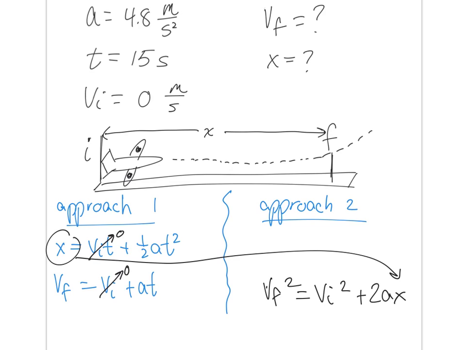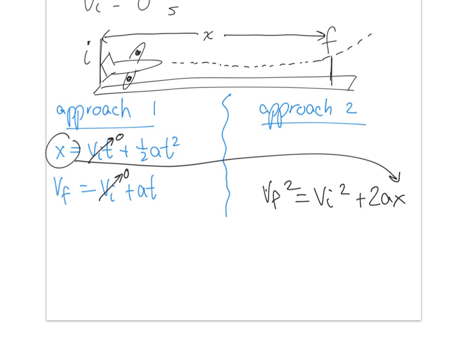What do you get for X? X. Brian, or VF, either one. Oh, yeah, sure, whichever. VF is 72, agreed? Units? Yes. Units?